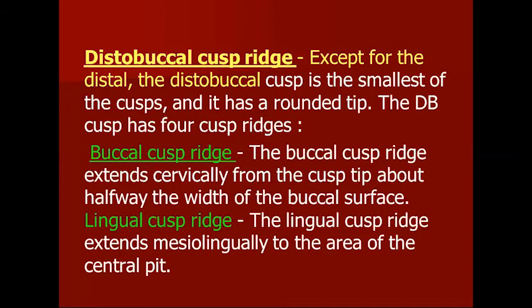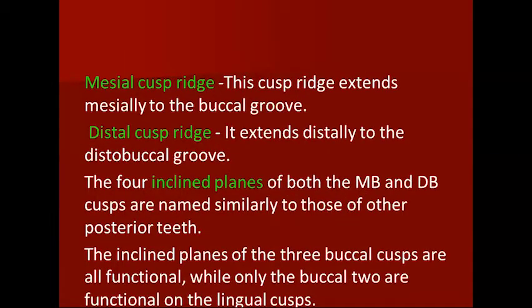Mesial cusp ridge. This cusp ridge extends mesially to the buccal groove. Distal cusp ridge. It extends distally to the distobuccal groove. The four inclined planes of both the mesiobuccal and distobuccal cusps are named similarly to those of other posteriors. The inclined planes of the three buccal cusps are all functional, while only the buccal two are functional on the lingual cusps.